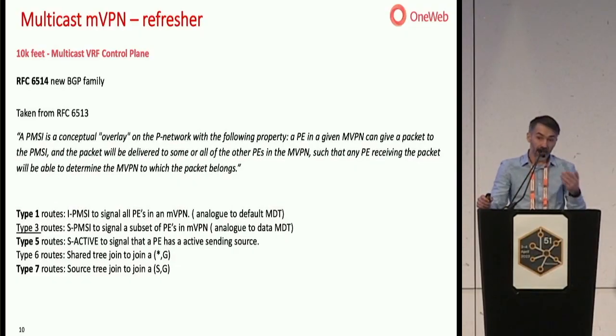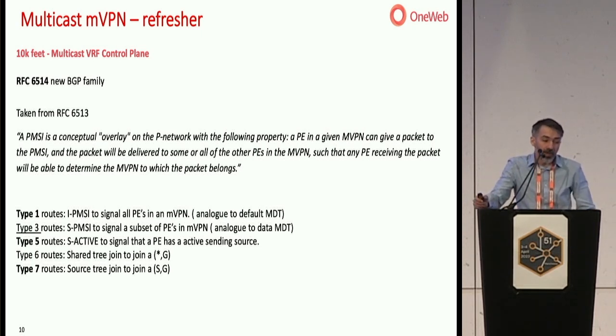So maybe the refresher will help. The mVPN is a new family in BGP. It has multiple types of routes. If you're familiar with EVPN, maybe you can relate. There are a couple of types of routes.